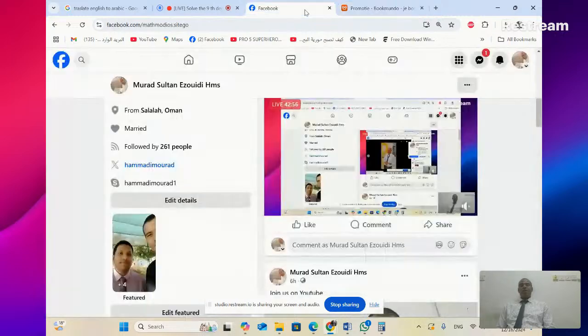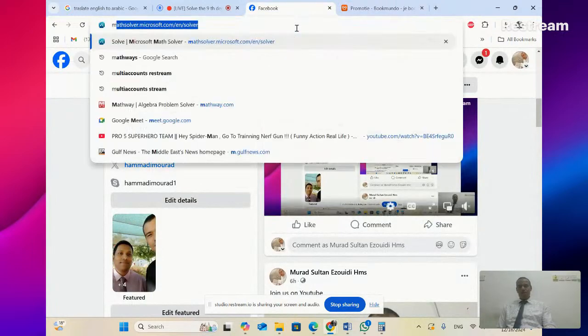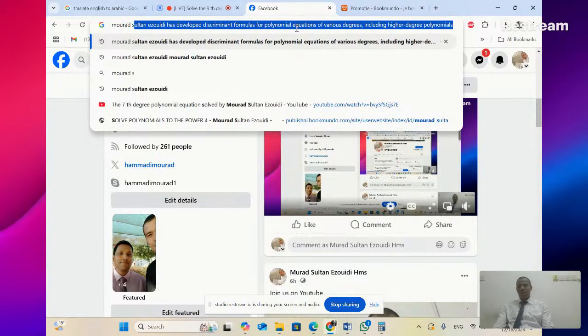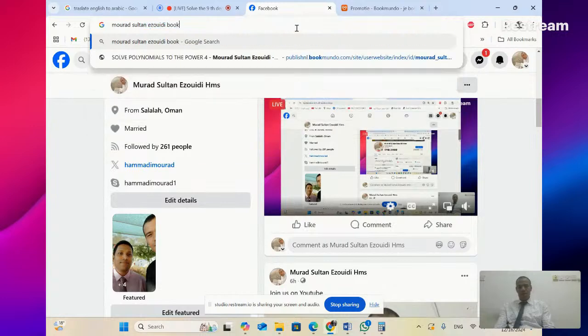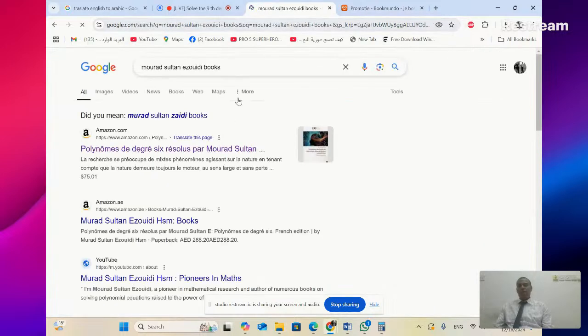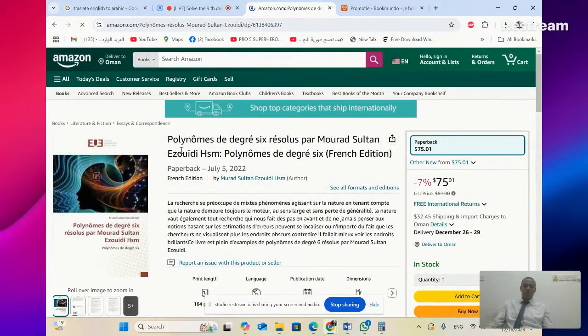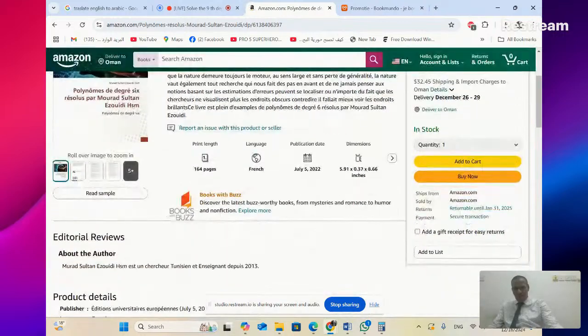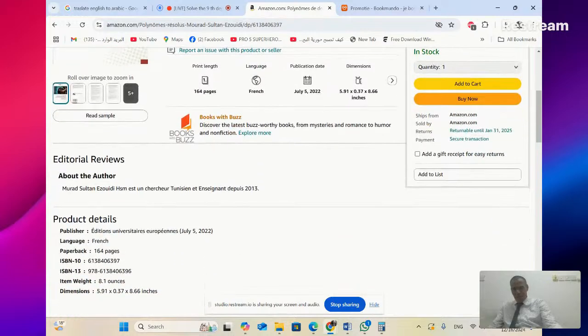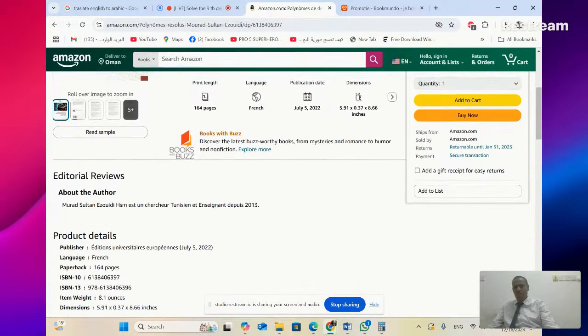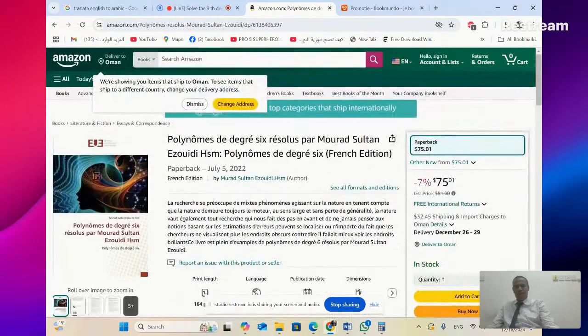Also, I have books here, Murad Sultan Ezouidi's books, in Amazon books. Okay, so this one for example, you can buy it also. We have this book. So this one contains more than 200 pages, I think. How many pages? It's written in French, this one. Of course, yeah, 164. Okay, it's a really good book.